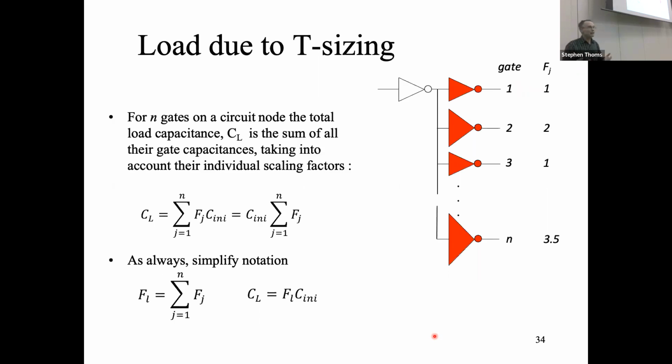Then, of course, if you've got a fan out with multiple gates, we're just going to sum them up. So here we've got n different gates, all with different ratios, Fj. I've got different numbers here, but of course you can have any set of numbers you want. Just add them up together. And what's the total? I've called it FL, for the load. The scale factor for the load, FL, is just the sum.